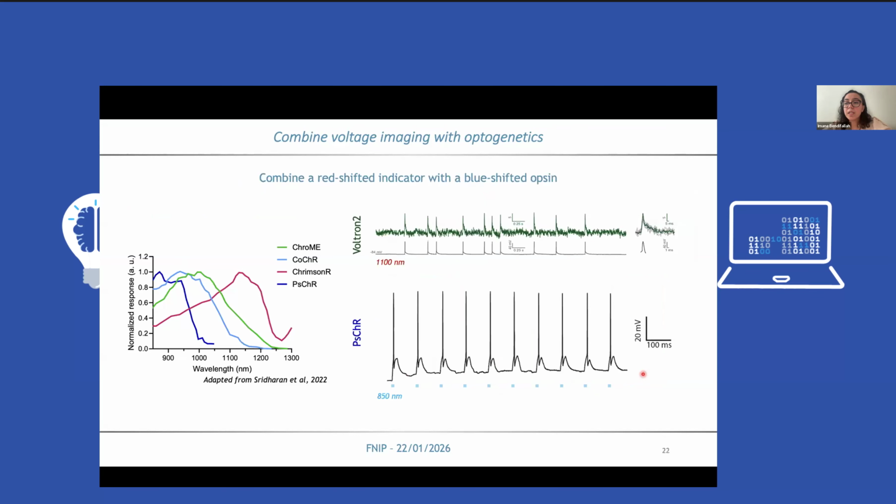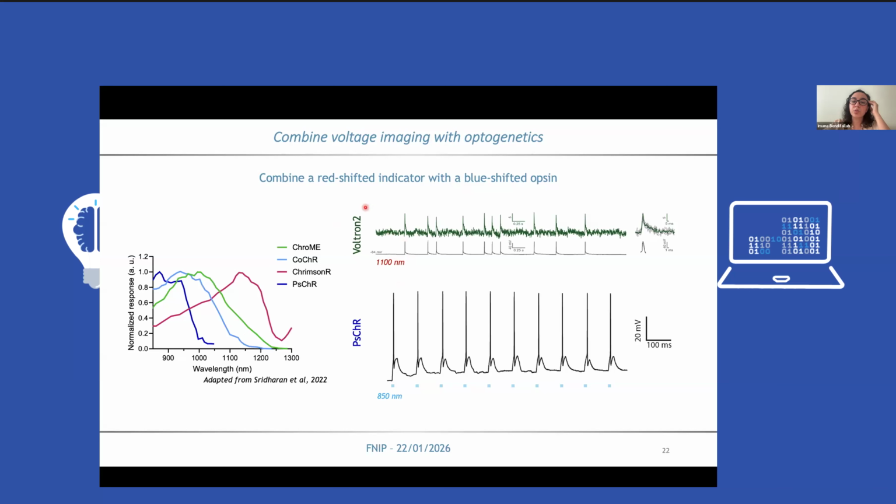But there are also many, many other experiments that we could do. And in this case, we would not want to have this crosstalk. So we would want to be able to record the voltage of many cells, and only when we want it, to photostimulate by photostimulating with another wavelength.